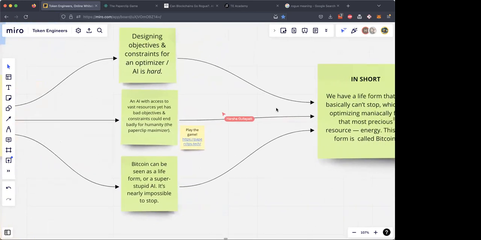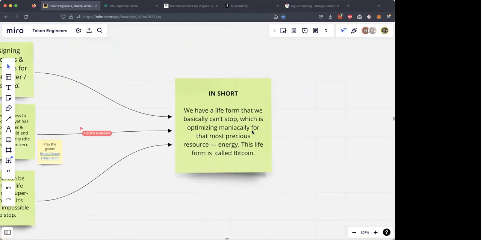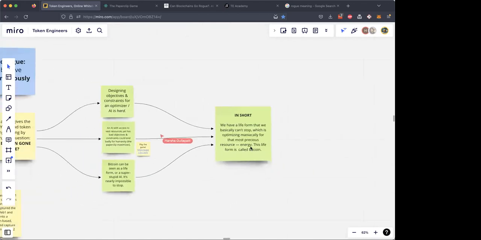Because it leads right there to this. We have a life form that we basically can't stop, which is optimizing maniacally for that most precious resource in the world, energy. This life form is called Bitcoin. So what happens if Bitcoin goes to 1 million US dollars and the amount of energy that we use to mine Bitcoin goes through the roof? It spends more energy than possibly China. What happens then? Does that mean Bitcoin has gone rogue?